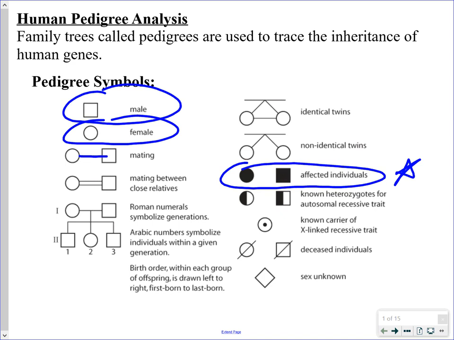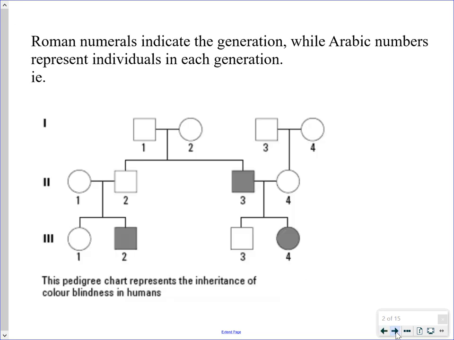A horizontal line means that the male and the female are reproducing and having children. The children are shown branching off from a vertical line, and if you see these two that converge at the top, that means that they are twins. But again, you will be given this data sheet, so none of this really has to be memorized.